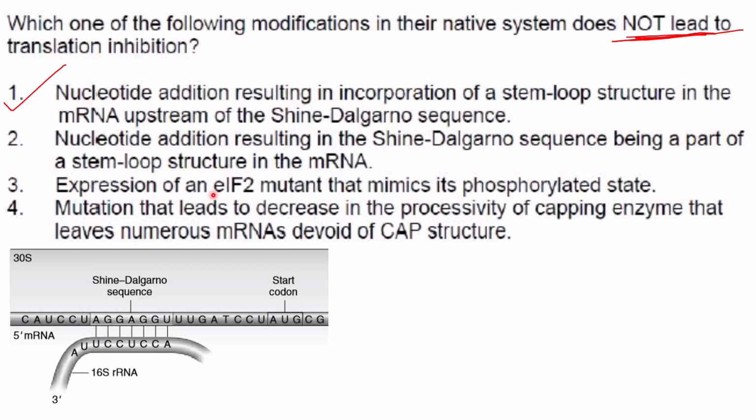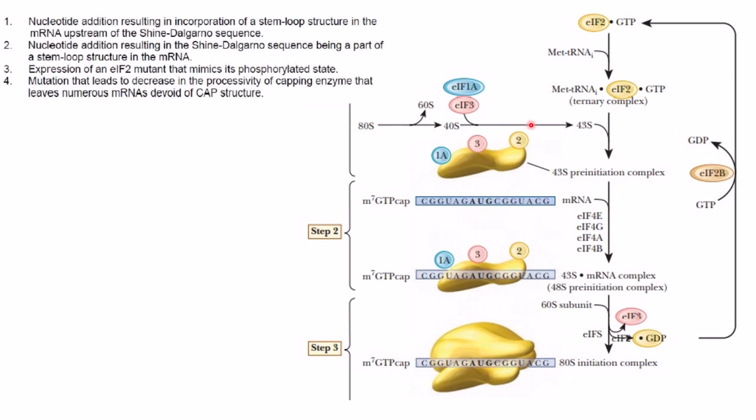One minute. Expression of an EIF2 mutant that mimics its phosphorylated state. Okay. Now EIF2, they have jumped from the prokaryotic system to the eukaryotic system. So EIF2 is involved in the initiation of translation in eukaryotes. Now what is this EIF2 doing in eukaryotes? We will see. EIF2 is bound to GTP, then it will bind the Met-tRNAi complex, and this ternary complex along with other initiation factors will result in the formation of the 43S pre-initiation complex.